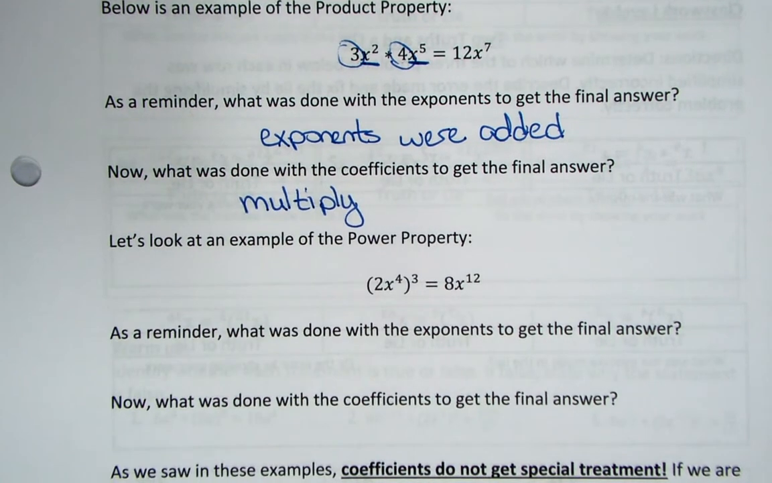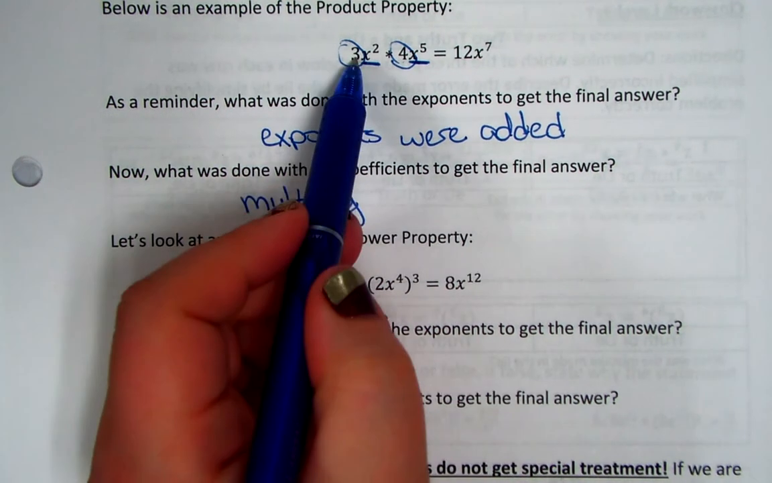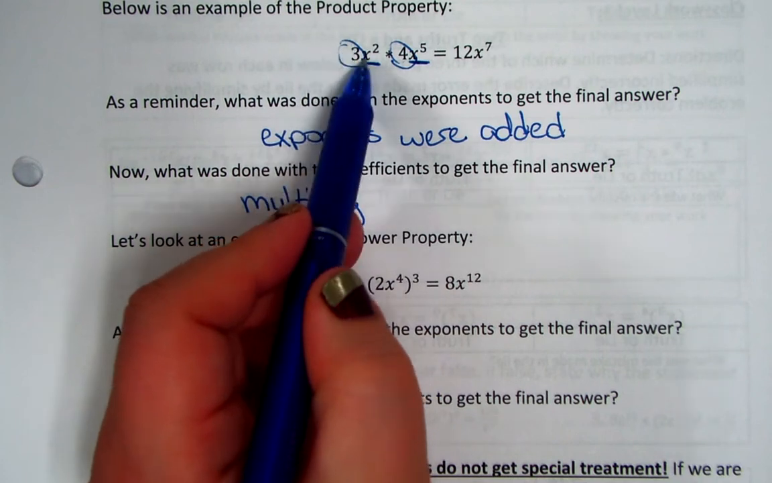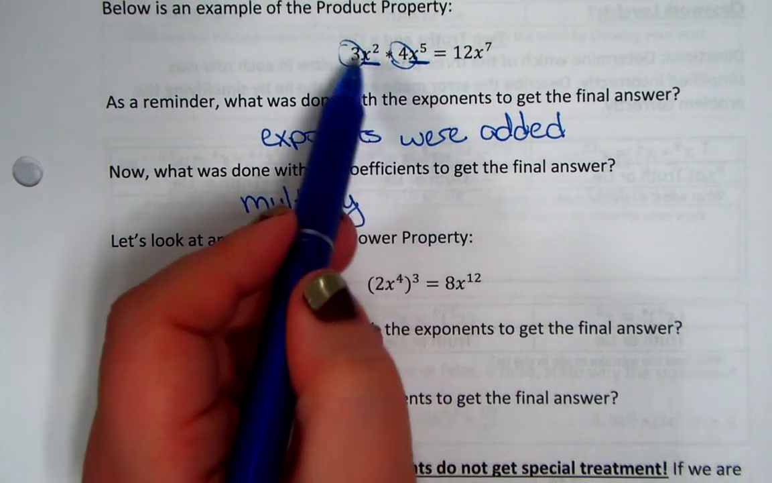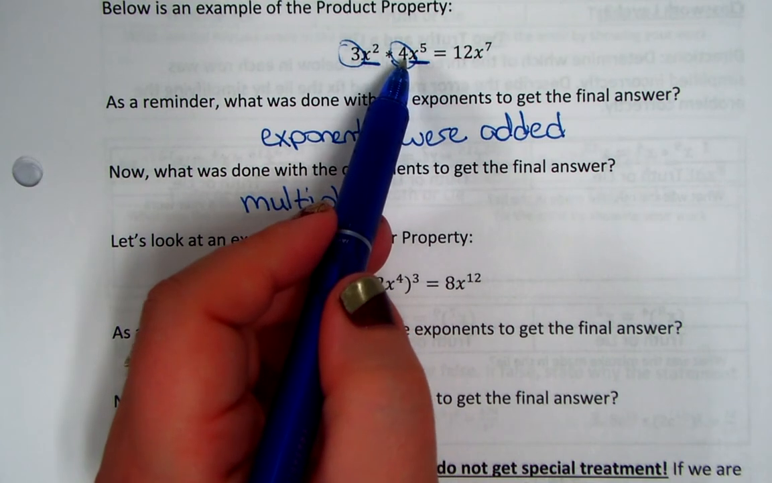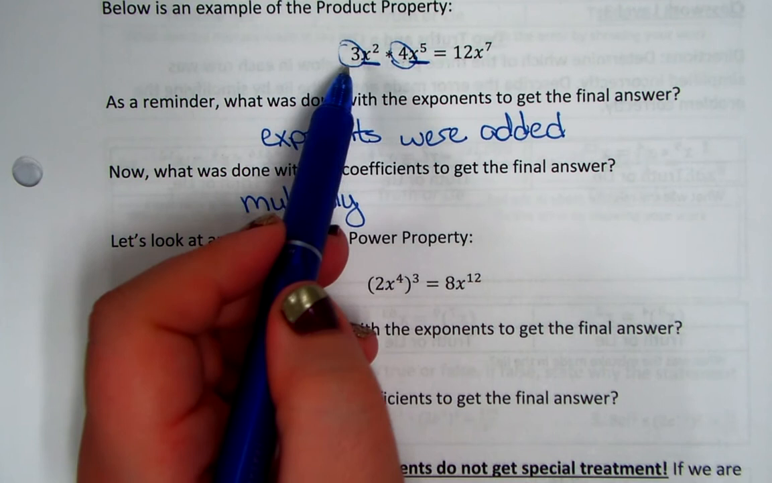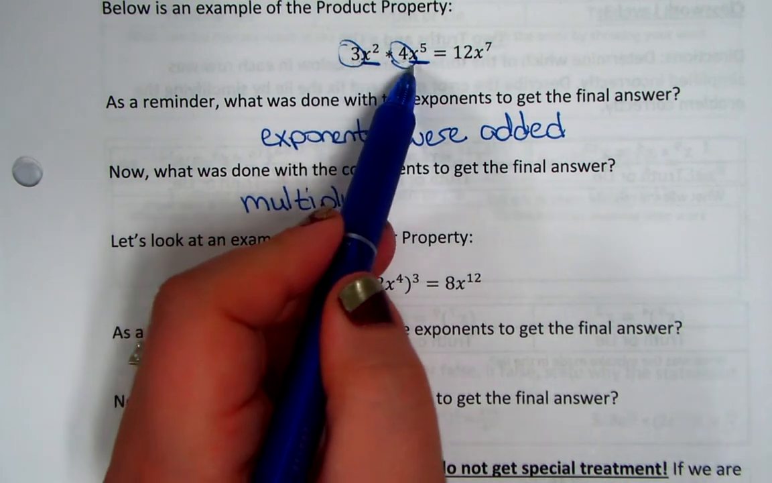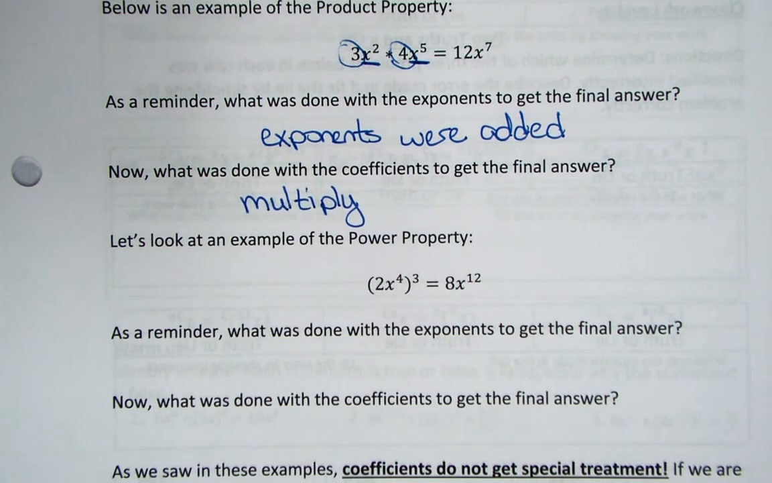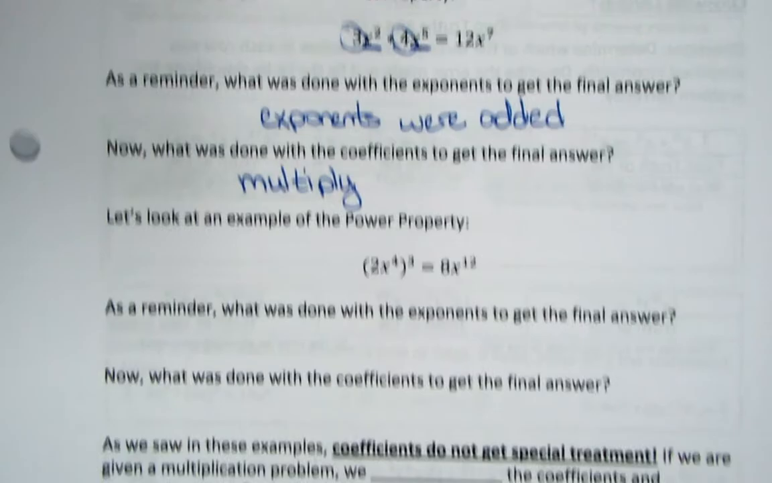And let's think about why that is. We'll see in a few moments that these coefficients do not follow the product property. The coefficients have to act just as they've acted since you learned how to multiply. They will follow 3 times 4 and equal 12. It's only the exponents that are going to be applied with the product property. Let's see if the same holds true for our power property.